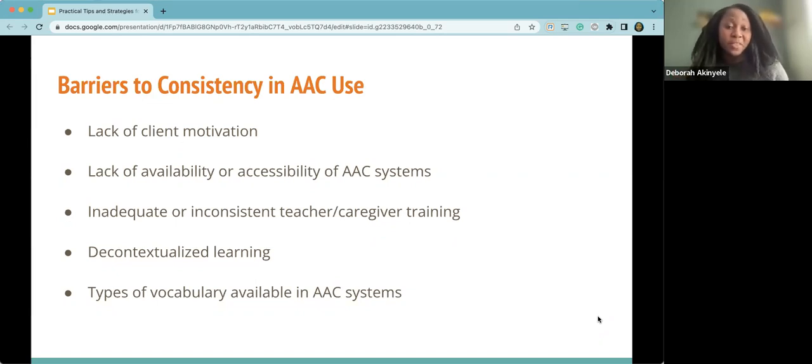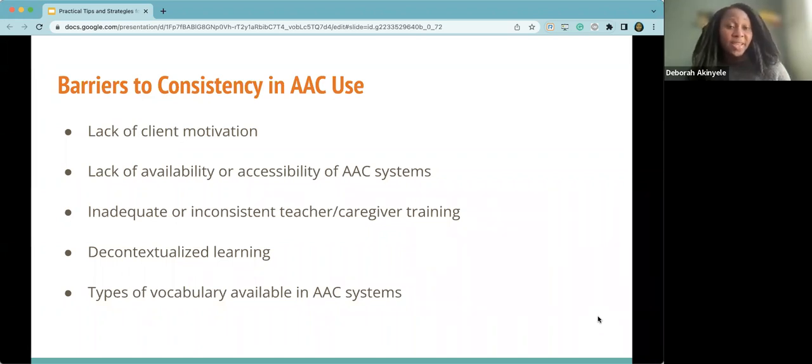And another barrier is the types of vocabulary that's available in AAC systems and devices in particular. So, thinking about how as individuals, we have such a wide range of needs. We have such a wide range of things that we want to communicate and share with others. And when we present a tool or a device that maybe has vocabulary that doesn't match what the specific individual that we're using it with might want to express or have a model for in their natural environment, that can make it a lot harder for them to recognize that it's something that they can use.